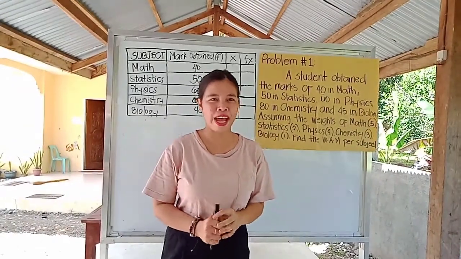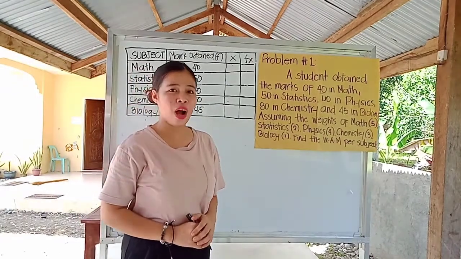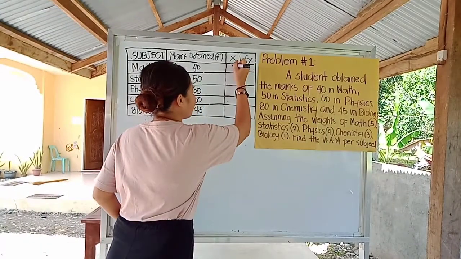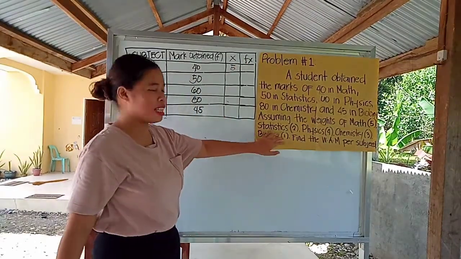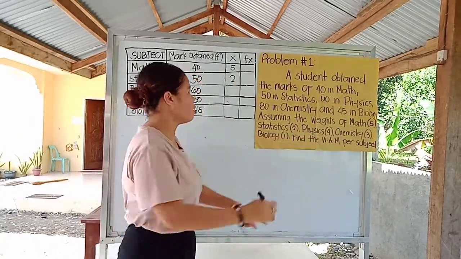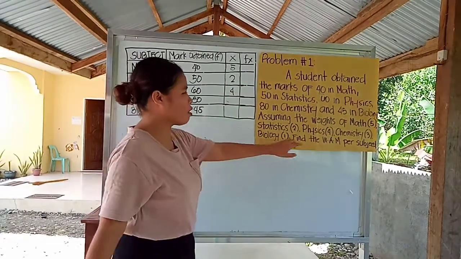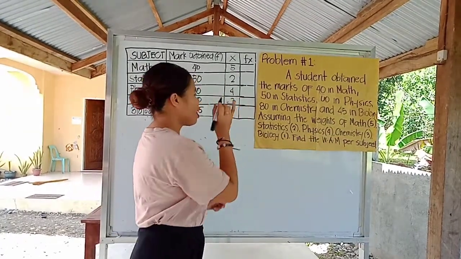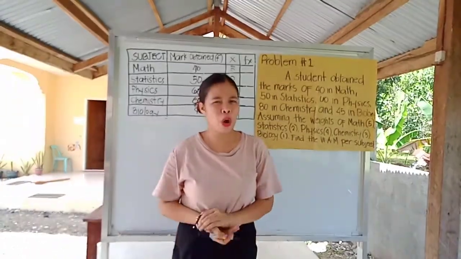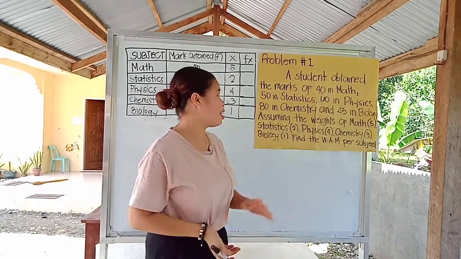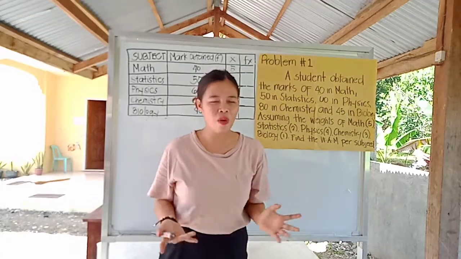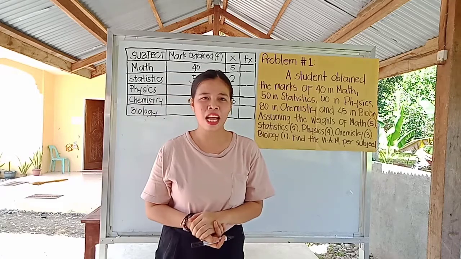Now, we are going to find the x. So the x is our assuming weight. Our assuming weight in math is 5. The assuming weight of statistics is 2. The assuming weight of physics is 4. The assuming weight of chemistry is 3. And the assuming weight of biology is 1. Now, how are we going to find the fx? Later, we will find out what is the fx. But now, let us substitute first our formula.